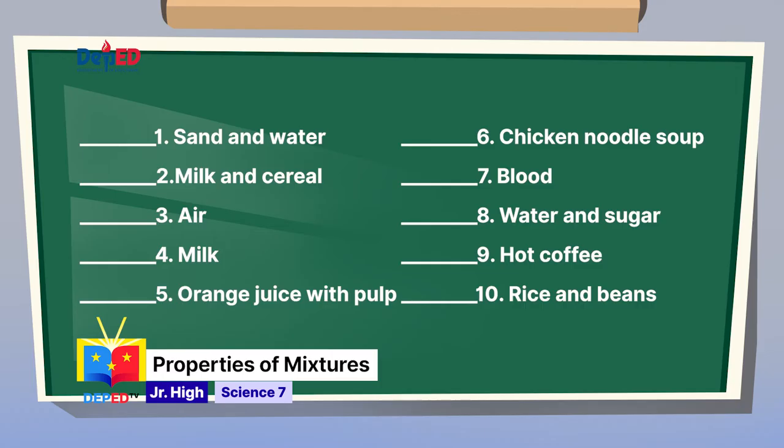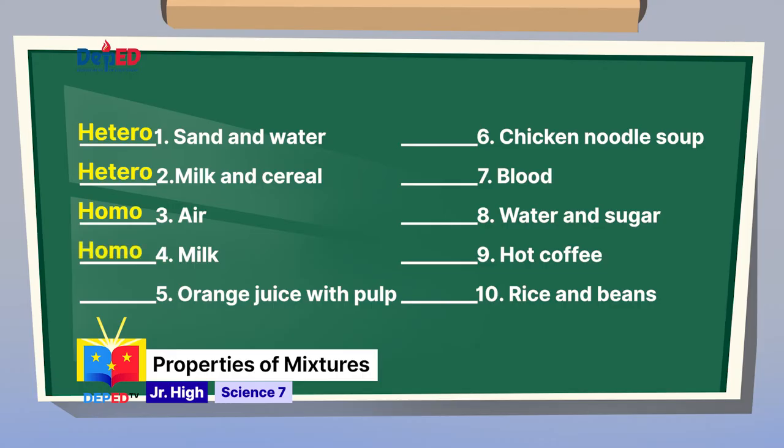Now, let us check your answers. For number one, sand and water is a heterogeneous mixture. The answer is hetero. Two, milk and cereal. The answer is hetero. Three, air. The answer is homo. Number four, milk. Milk is also homogeneous, so the answer is homo.